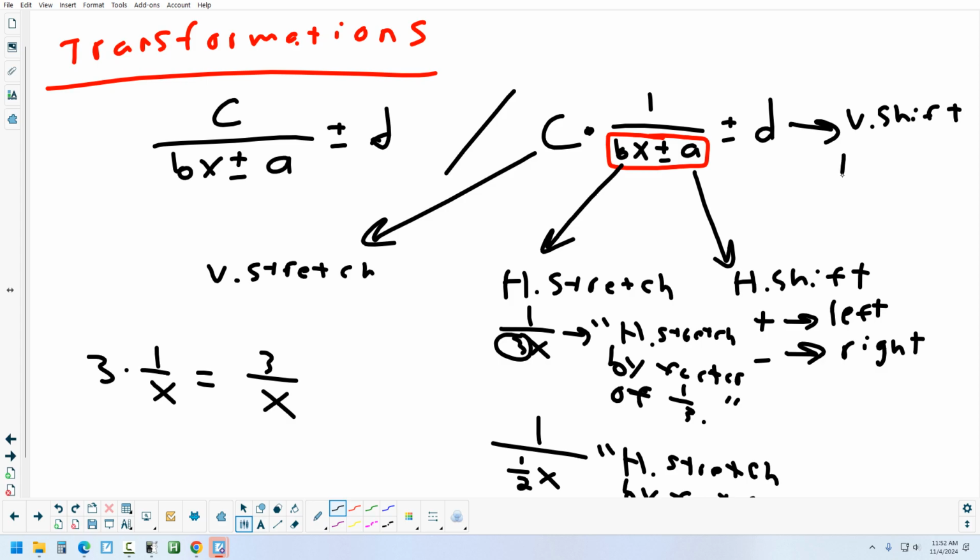Positive would move it which way? Right. Left. What kind of shift is it? Oh, wait, vertical. Up. Yeah, wrong direction. Vertical, positive would move it up, and negative, down.